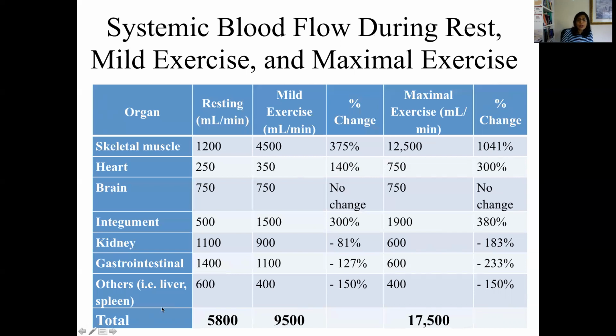Another set of organs that receive less blood supply during exercise is the gastrointestinal organs. Liver and spleen are also in that category. All right, so we were looking at approximately 5 to 6 liters of blood at rest. During exercise it almost doubles, and then during strenuous exercise, it almost triples. So that's the summary of how each organ varies in terms of its blood supply.